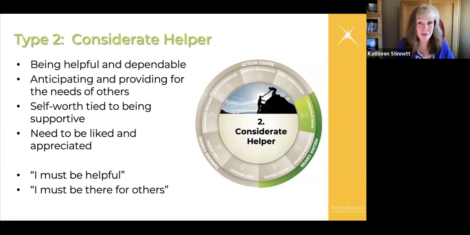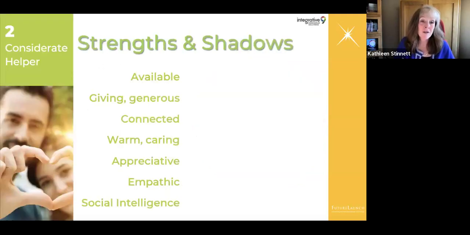Now, the motivation for the 2 is because ultimately they want that reflected back to them so that they can be seen as helpful and that they can be loved and liked and appreciated because of that helpfulness. So our 2 strengths, they tend to be warm and generous and giving, interested in a connection, wanting to be helpful. They tend to be pretty good at having social radar. They sense when people are happy or upset. They sense what people might need. So that's the strengths of our 2s.